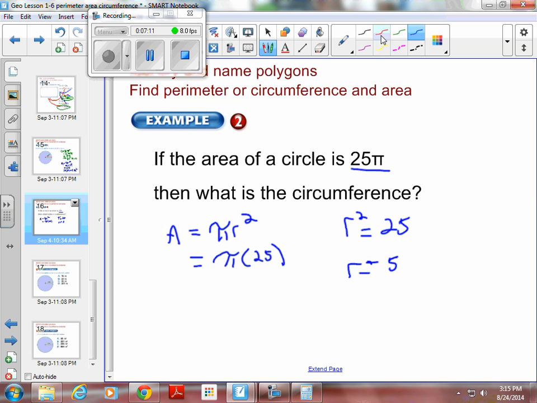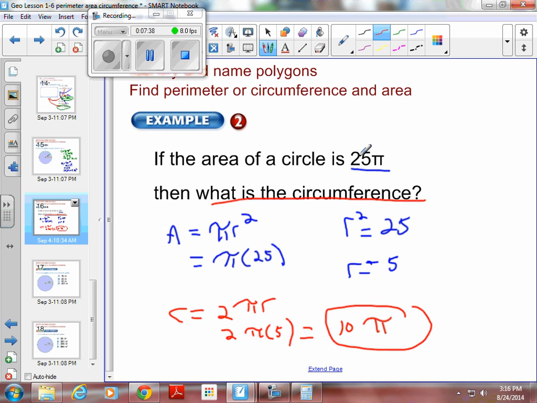Now the second part of this question then asks, what is the circumference? So circumference is equal to 2 times pi times r, so that's 2 times pi times 5, which would be equal to 10 pi. And that would be your final answer right there, 10 pi. It started out as 25 pi, you can finish it with just being 10 pi and leaving it in terms of pi.